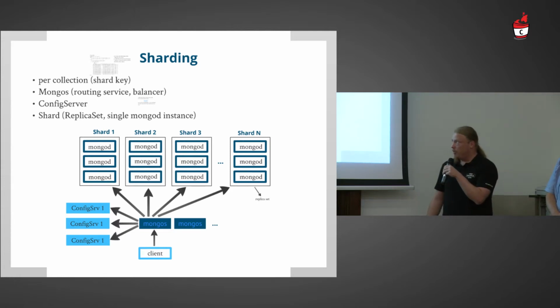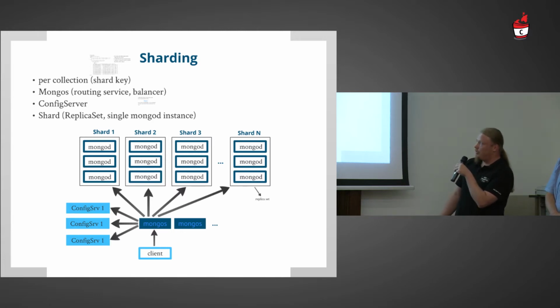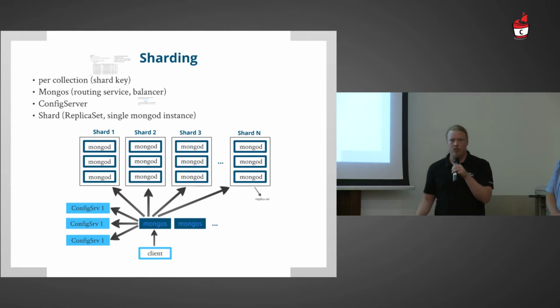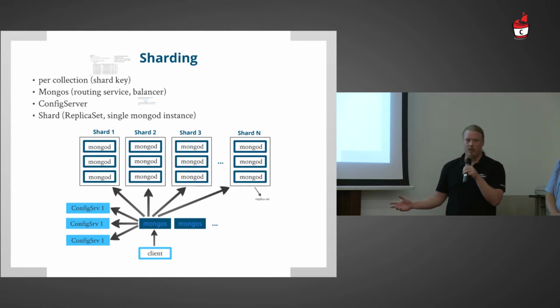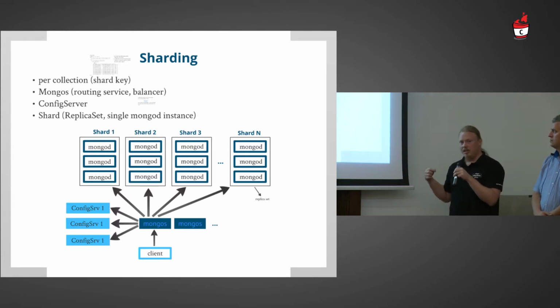The important components here are we have another service, the MongoS. And this is a separate daemon you run, and you can think of this as a routing service. This is also the service where your clients will connect to when you're working with sharding. So your clients no longer connect directly to the replica sets or to your shards, but they connect to this routing service.